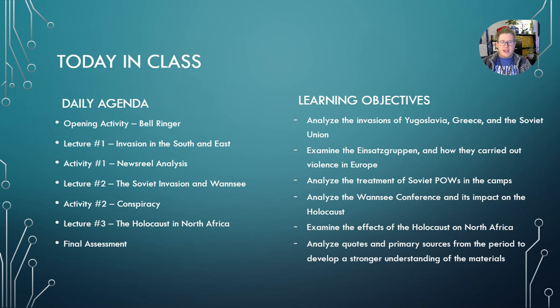Overall, our goal for today is to study the Nazi invasion of the Balkans, so primarily Yugoslavia and Greece, and the Soviet invasion as well, so Operation Barbarossa. We'll also examine the Einsatzgruppen and how they carried out violence in Europe. We'll analyze the treatment of Soviet POWs in the camps, as well as analyze the Wannsee Conference and its impact on the Holocaust, along with examining the effects of the Holocaust on North Africa.